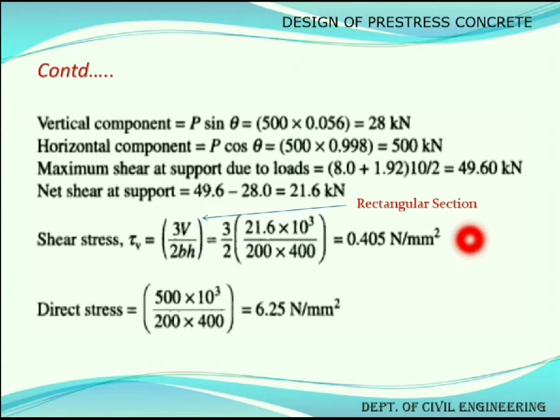Now these all are repetitive calculations. If you have done the first example properly, here you can move very easily. Now the direct stress, that is Fx. Direct stress means nothing but Fx is what? The given force divided by area, that is 500 divided by 200 into 400. We get the direct stress Fx as 6.25.